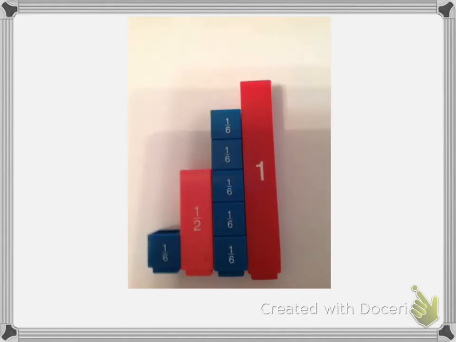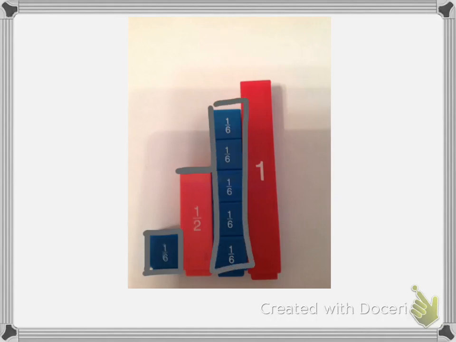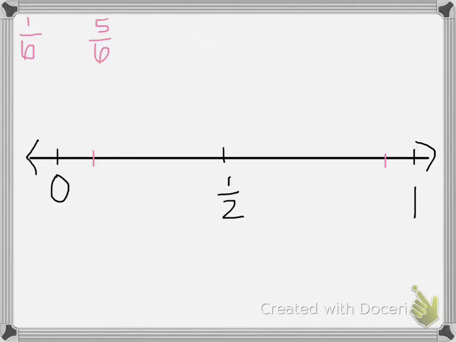So if we look at the towers, we have 1/6. We can see it's a good bit less than 1/2, and then we have 5/6, which is pretty close to a whole. So on the number line, I've drawn the lines closer to where they would be. So 1/6 is closer to 0 than it is to 1/2, and 5/6 is closer to 1 than it is to 1/2.